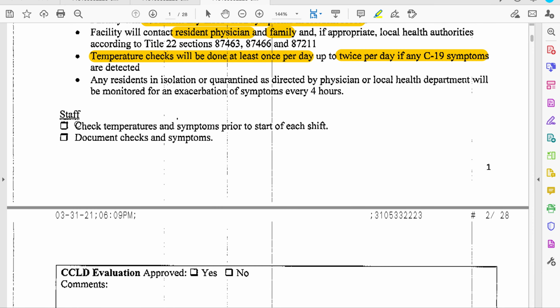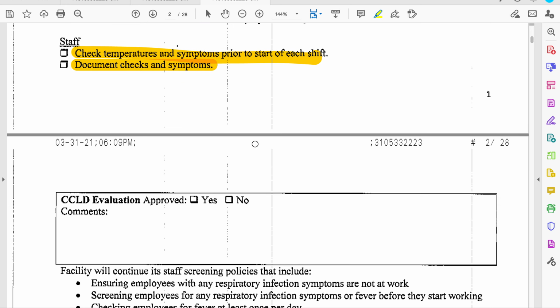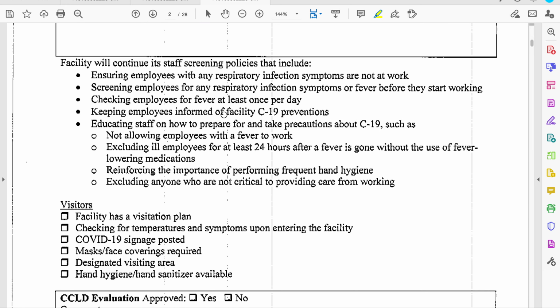Now the staff. We have to screen staff, check temperatures and symptoms prior to the start of each shift. We have to document these checks and the symptoms of our staff. Staff screening policies. We have to ensure employees with any respiratory infection symptoms are not at work. We have to screen employees for any respiratory infection symptoms or fever before they start working. We have to check employees for fever at least once per day.